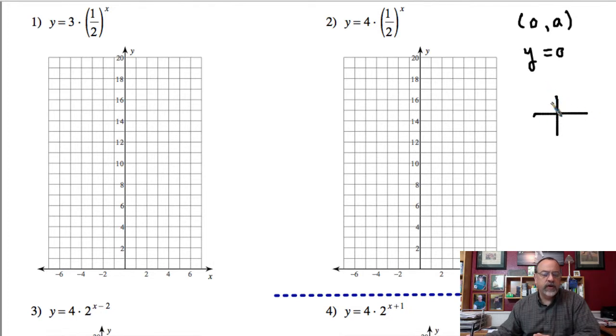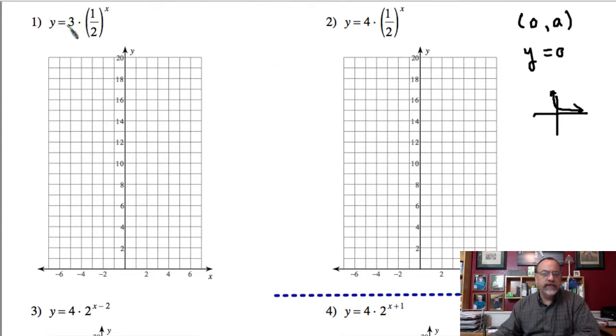There is no shift right or left, so that's not going to affect the point (0, a) or the y-intercept, and there is no shift up or down, so that's not going to affect my horizontal asymptote. So when I get done, my graph should generally look like that. Now that we know that, let's go ahead and graph this.